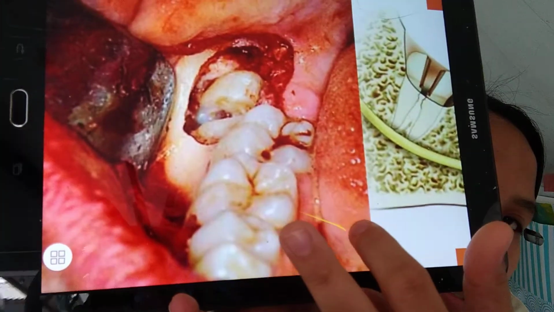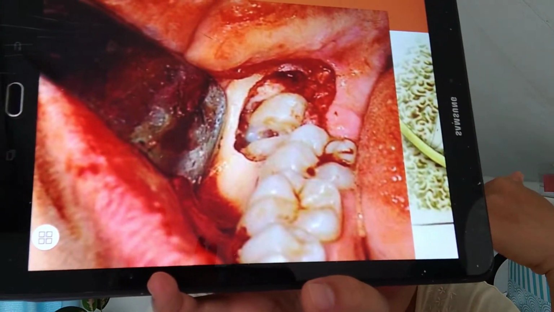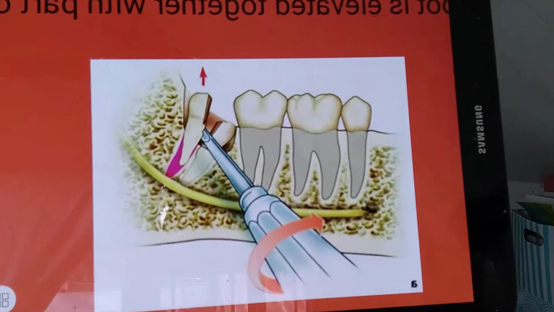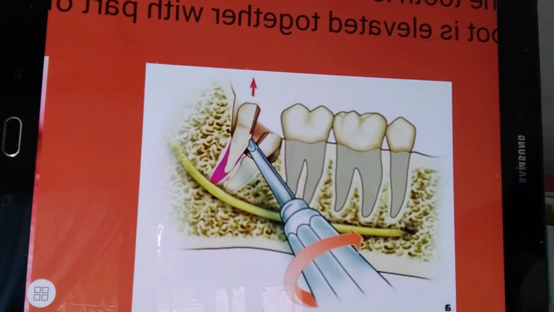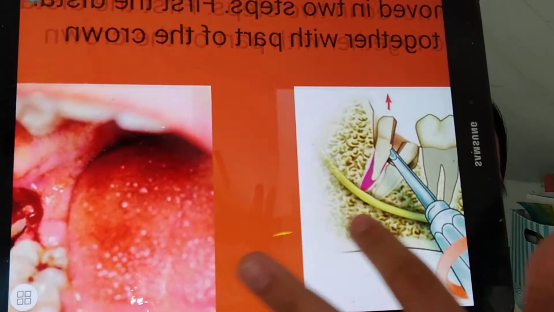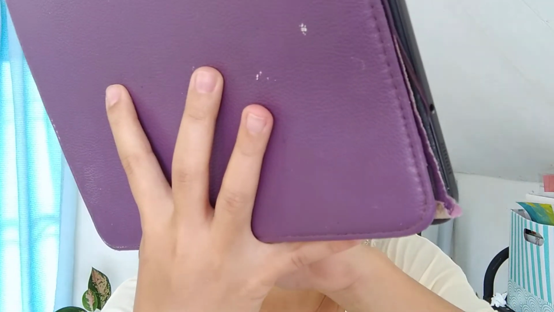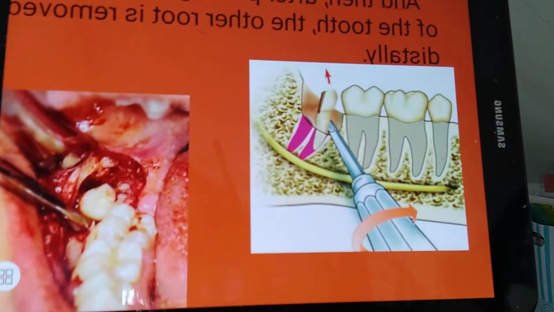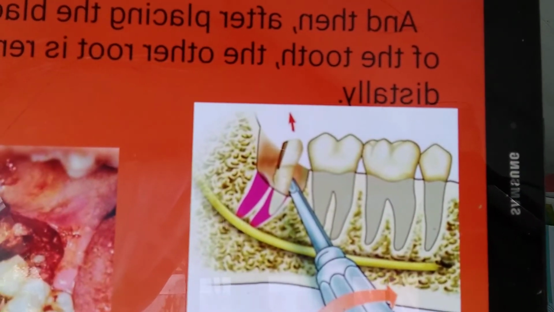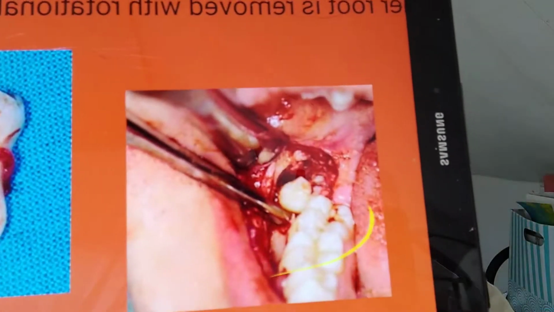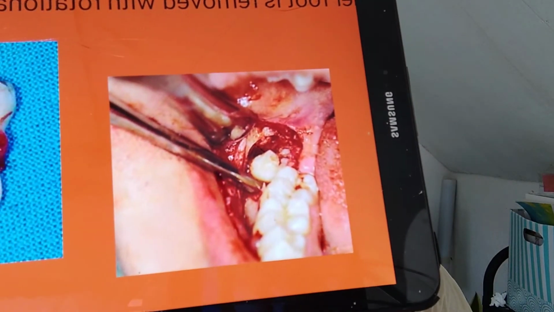So this is a clinical photograph of a tooth separated, and the tooth is removed in two steps. First, the distal root is elevated together with part of the crown here, and then after placing the blade of the elevator on the mesial aspect of the tooth, the other root is removed with rotational movement distally.